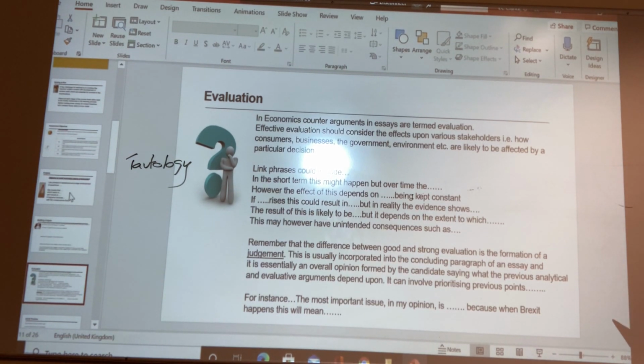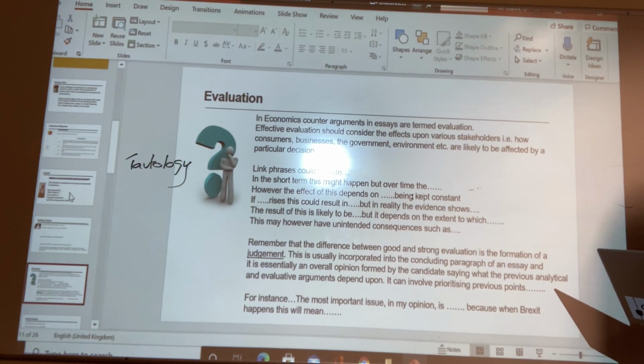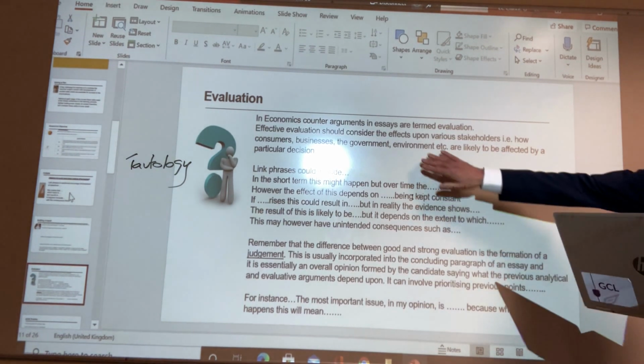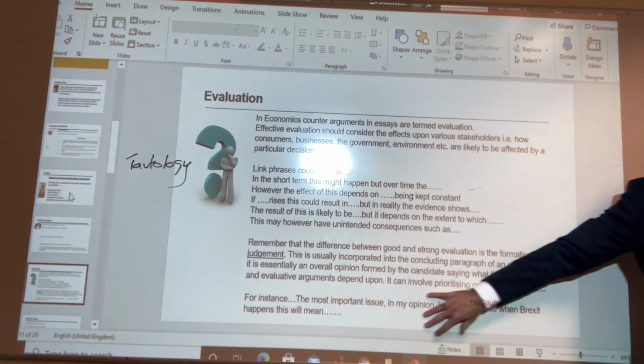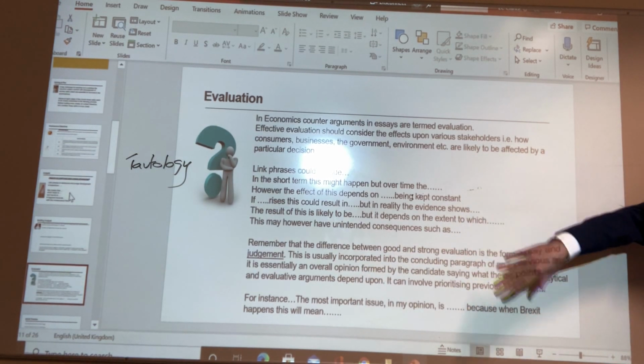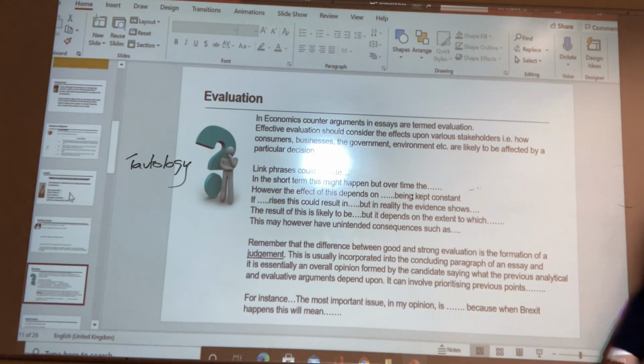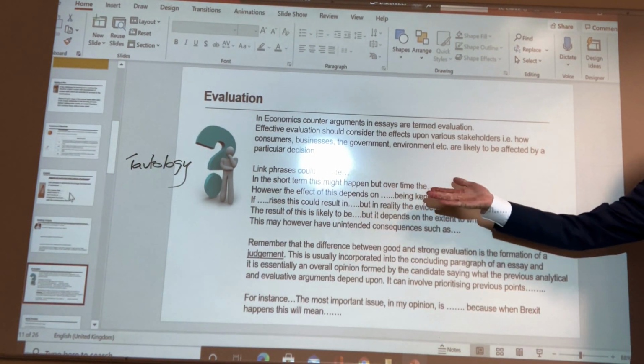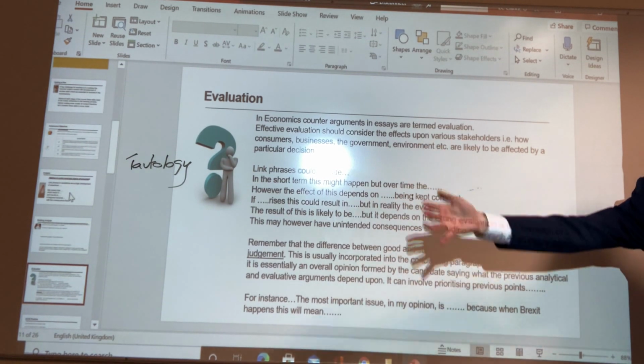Tautology means, in your evaluation, what you must not do is, if in the preceding paragraphs you've identified, in that previous example, let's say the impacts of an increase in income tax, just repeat the same things in your conclusion, because you don't get any marks for that. What you need to do is consider some of these statements in your analysis, in your evaluation. So particularly things like, in the short term this might happen, but over time such and such might happen.